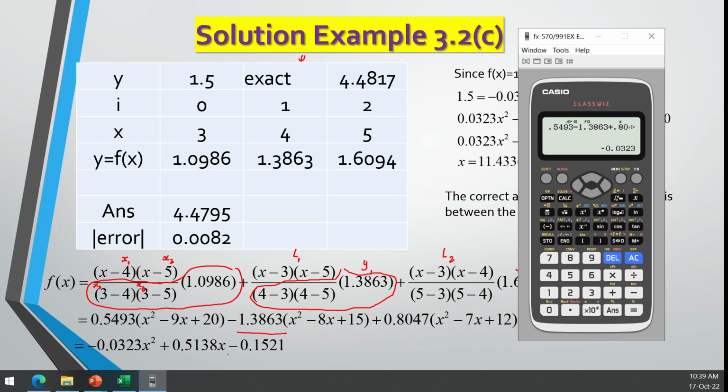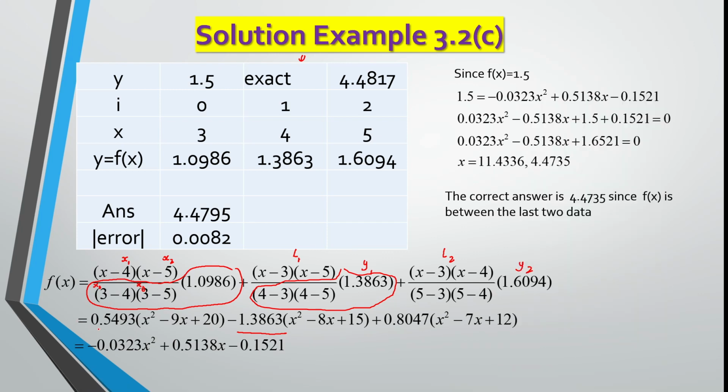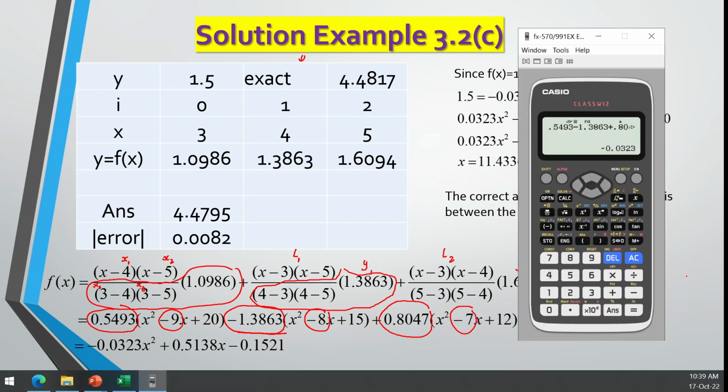So you have here the coefficient for the quadratic term, which is negative 0.0323. Later on you collect the linear term. For the linear term, you have this one multiplied by negative 9, then this one multiplied by negative 8, and this one times negative 7. You collect it, and you got what?